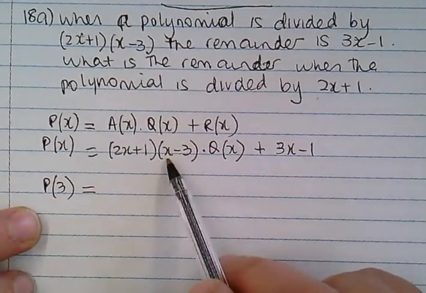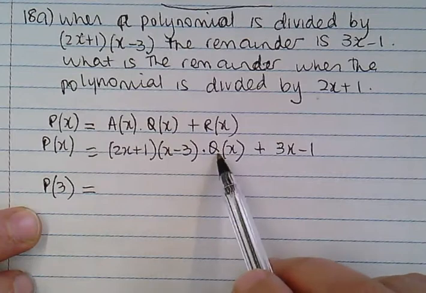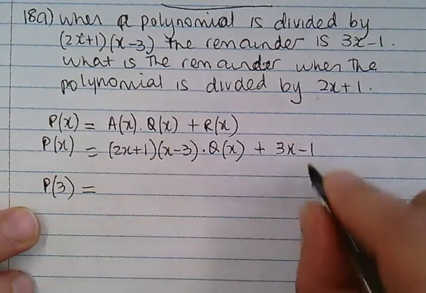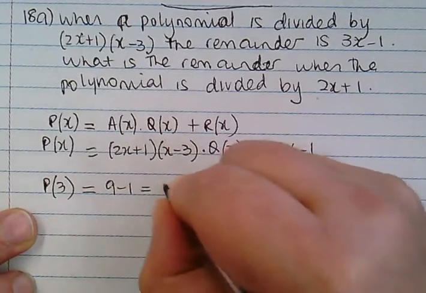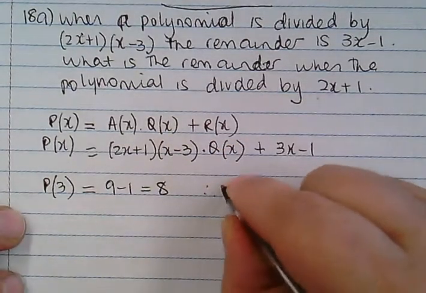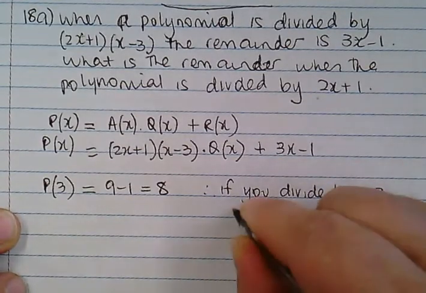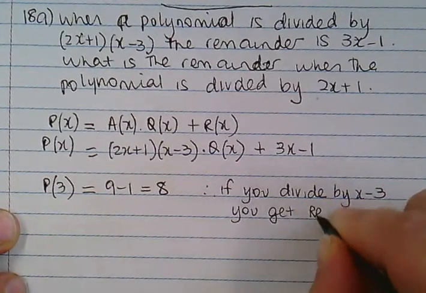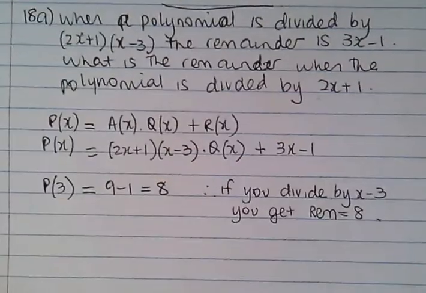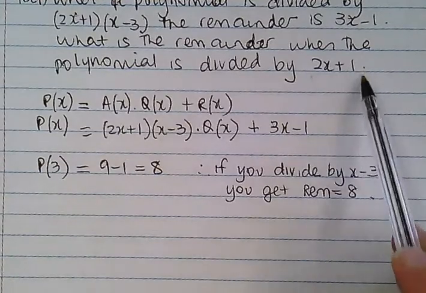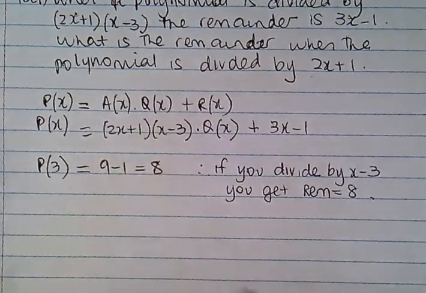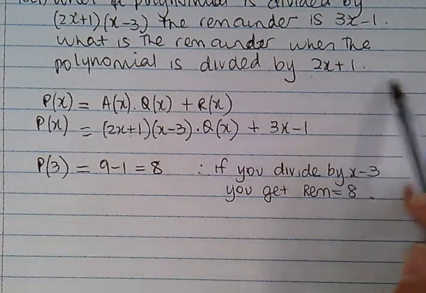What do you get? Isn't that 0? 0. You get 9 minus 1, you get 8. P of 3 is 8. So this means, therefore, if you divide by x minus 3, you will get a remainder equal to 8. That's what it is. That's the remainder theorem. But you're trying to divide by 2x plus 1, by this one. So what do you do if you're dividing by 2x plus 1? P of negative a half. If you're dividing by 2x plus 1, you put that equal to 0, x is negative a half.